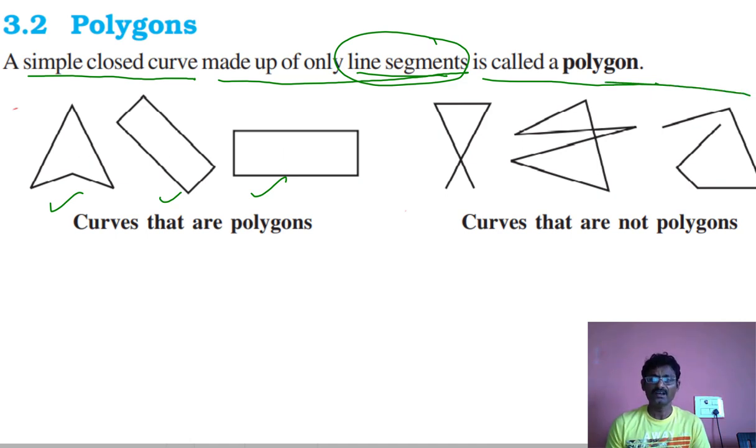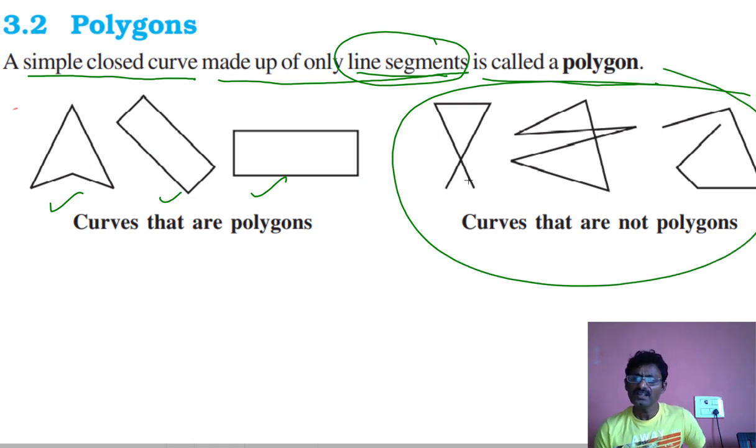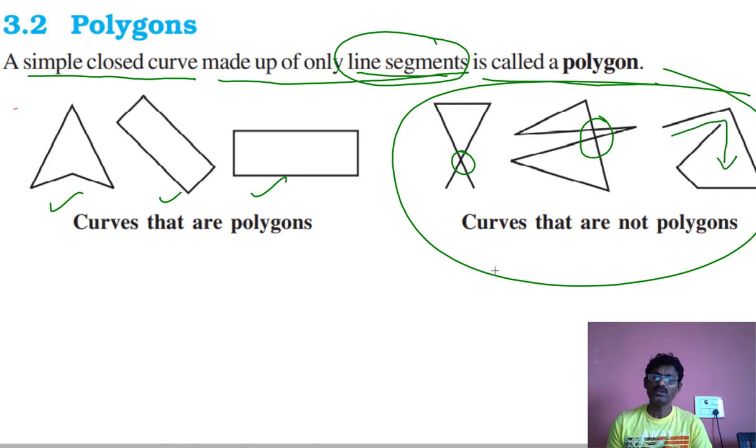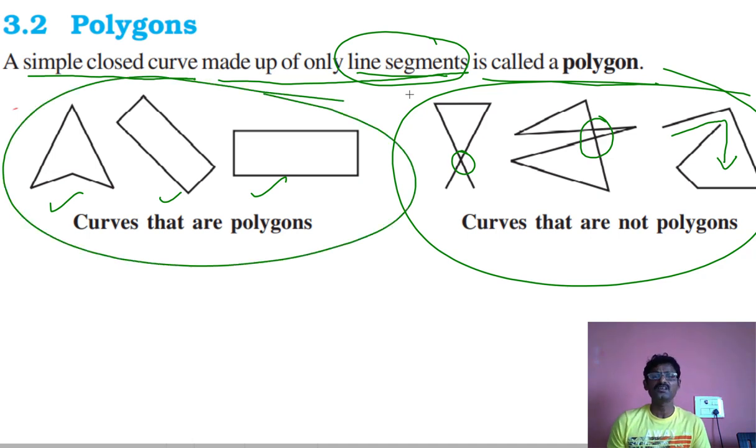observe. But in the second set of these examples, here also all the 3 diagrams are made up of line segments. But if you take the first one, that is not simple. Why? Because one line is crossing the other. Second example, you see here also one line is crossing the other, so it is not simple. In the third one, it is simple but not closed. It is opened. You can see, you can enter like this into this area. So it is not closed. Even though these 3, the second set of examples, are made up of line segments, those are not simple closed curves. So those are not polygons. Only first 3 set of examples are.